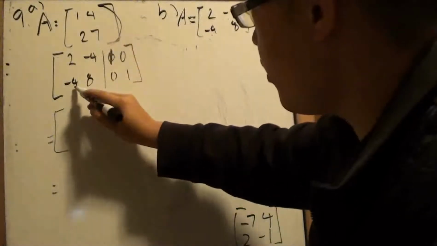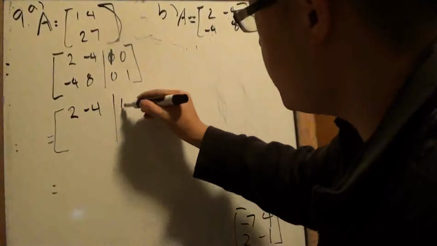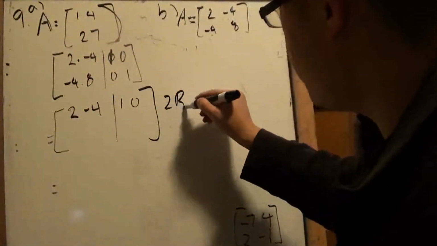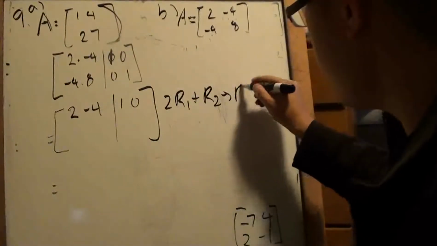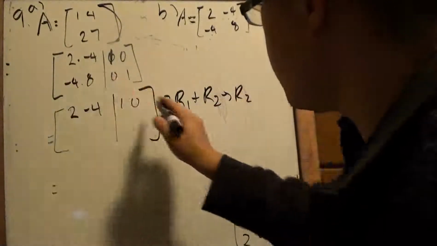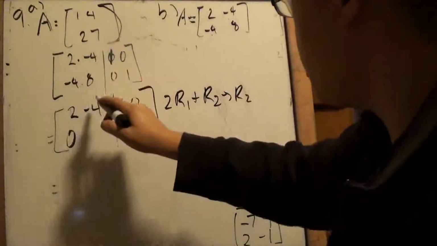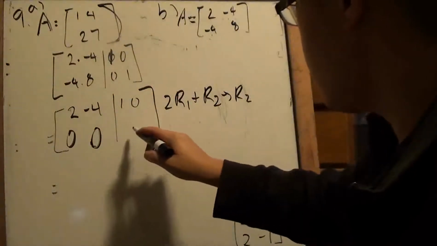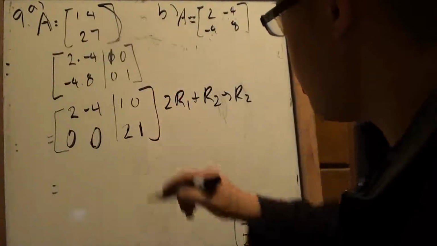So what I'm going to do is get rid of that 4. So that's going to be 2, negative 4, 1, 0. 2 times 2 is 4. So what I'm going to do is 2 times the first row plus row 2 gives me the new row 2. So if that's the case, 2 times 2 is 4, negative 4, 0. 2 times negative 8, 8, 0. And then this is going to be 2, 1.